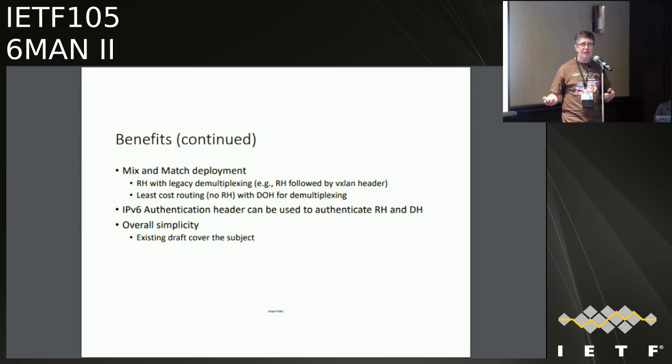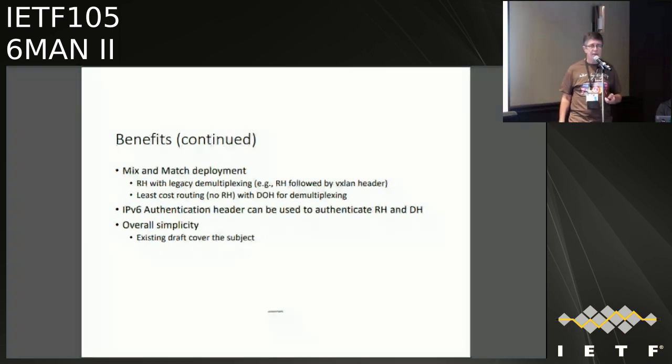So if you're doing EVPN, you can have an IPv6 header followed by a routing header for traffic engineering, followed by a VNI if you want to do just plain old EVPN. Or let's say you don't want to use a VNI, but you want the traffic to take the least cost path. IPv6 header with a destination option, you don't need the routing header. Decoupling, you can use only what you need.